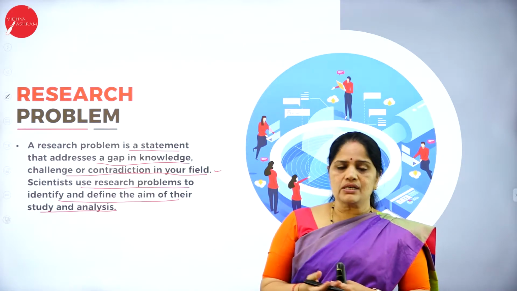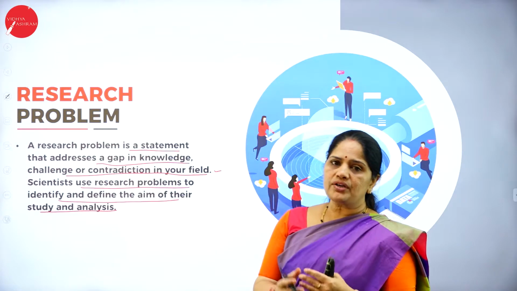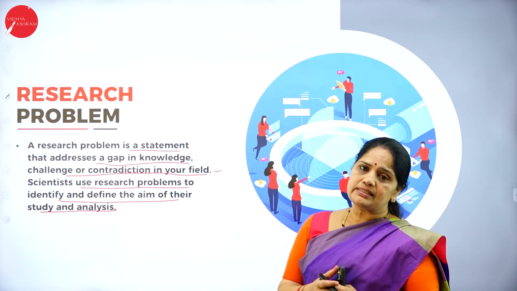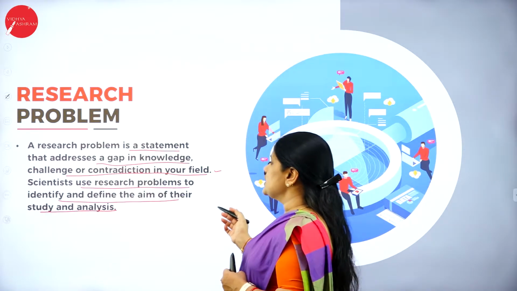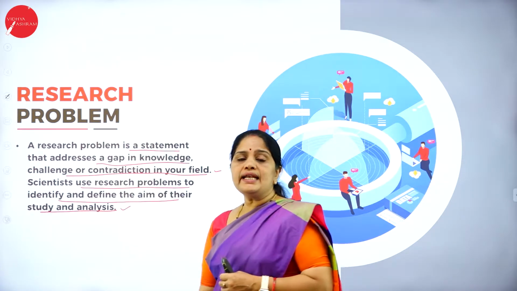Now, suppose there is a contradiction. So, we say that the statement we are making in our research is contradicted by somebody else, then that becomes a research problem. So, scientists use research problems to identify and define the aim of the study and analysis.